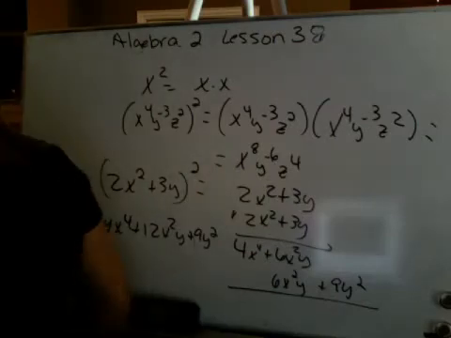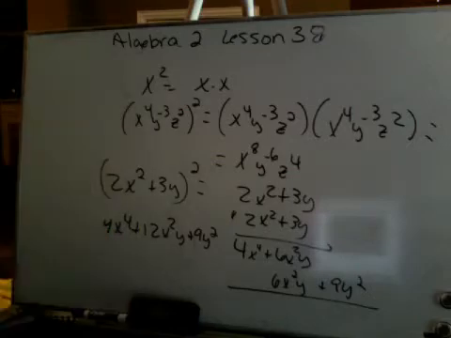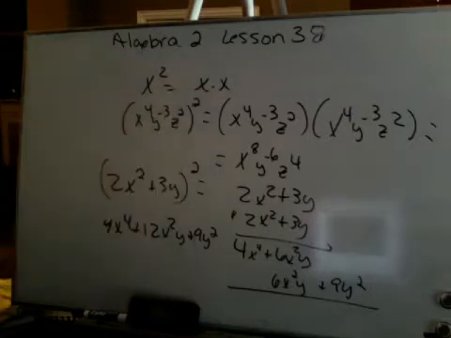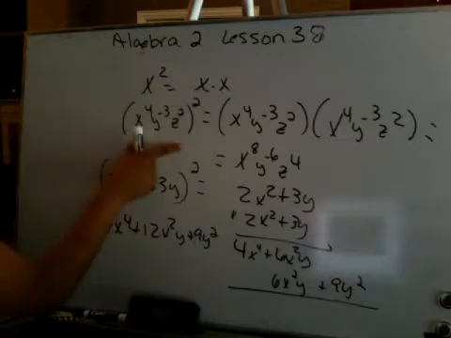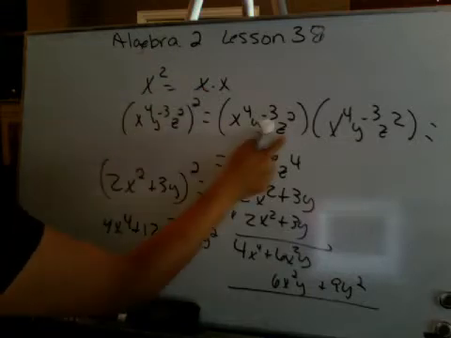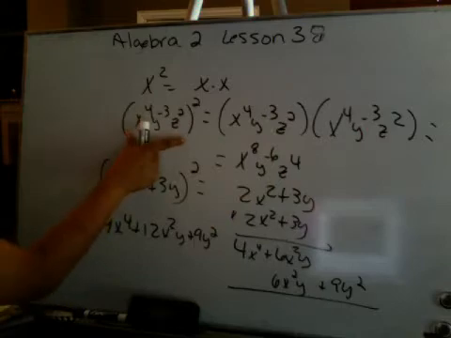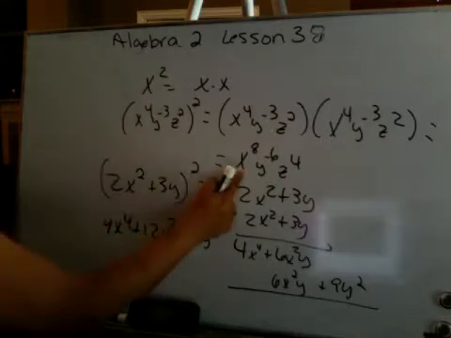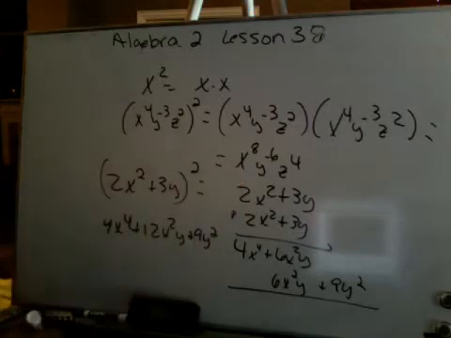Okay. So what we're going to talk about is, let's look at x squared. We know what that means. Doesn't that mean x times x? Just like this is equal to this times that, because everything inside this parentheses is squared, which gives us x to the 8th, y to the 6th, z to the 4th.